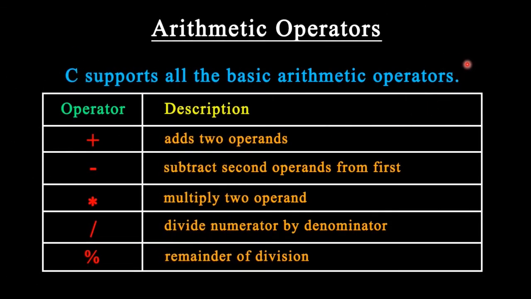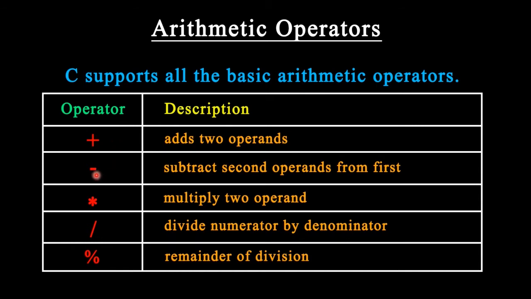So the first one is the arithmetic operators. So what are arithmetic operators? Arithmetic operators are basic operators such as plus, minus, multiplication, division, and modulus. So let us see what all these operators do. The plus sign here adds two operands. So if we write 1 plus 1, then 1 and 1 on both sides of this plus sign are the two operands, and this plus sign is the operator. So what this operator will do is add two operands.